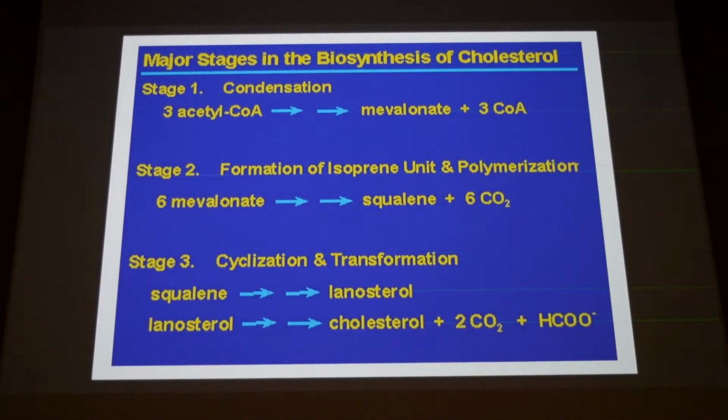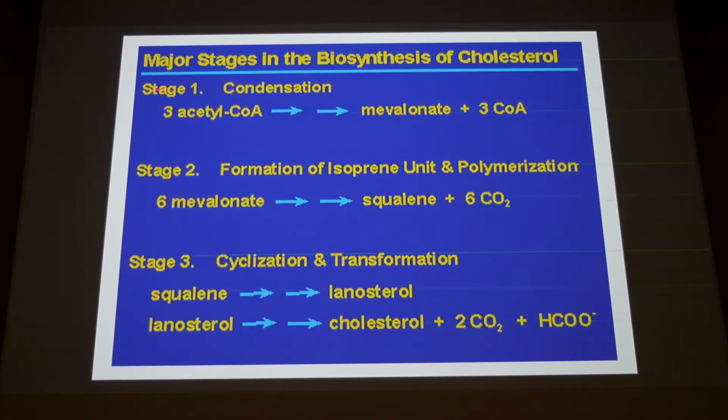We have 3 major stages or steps in the synthesis of cholesterol. Again, cholesterol synthesis occurs in the cytoplasm of the liver cell, and we have 3 main stages, and in each stage we have many reactions. So not one reaction here, many reactions in each stage. You can see the blue arrow indicating that we have many reactions.